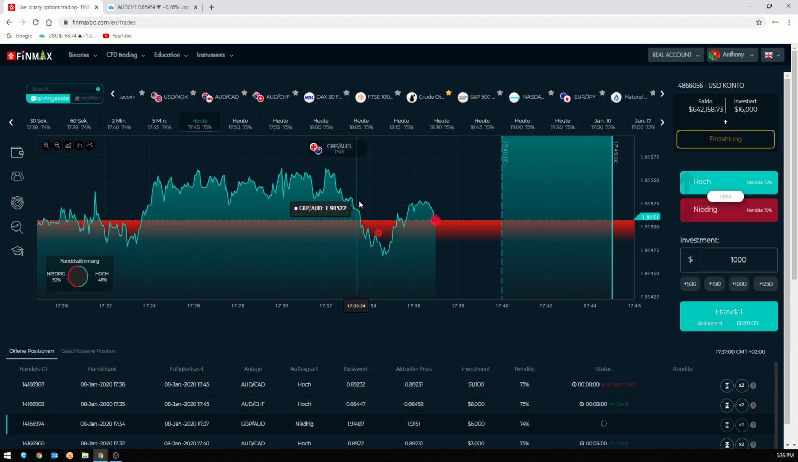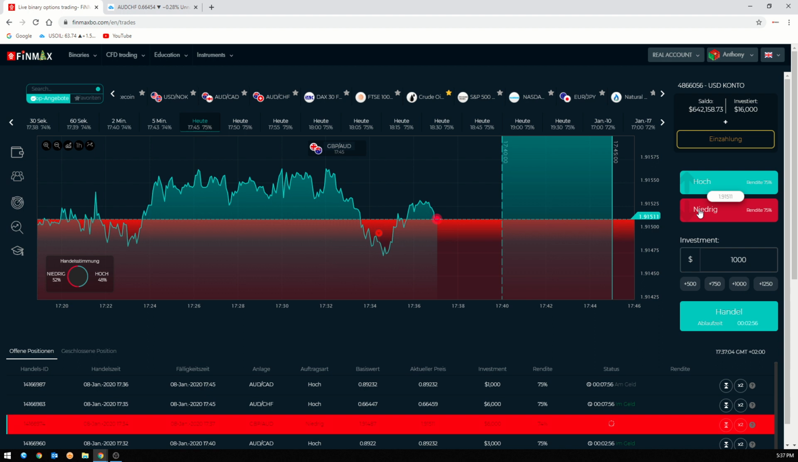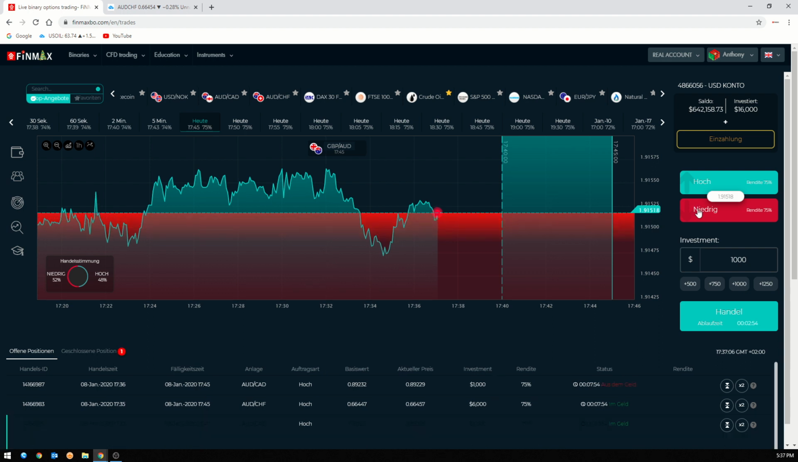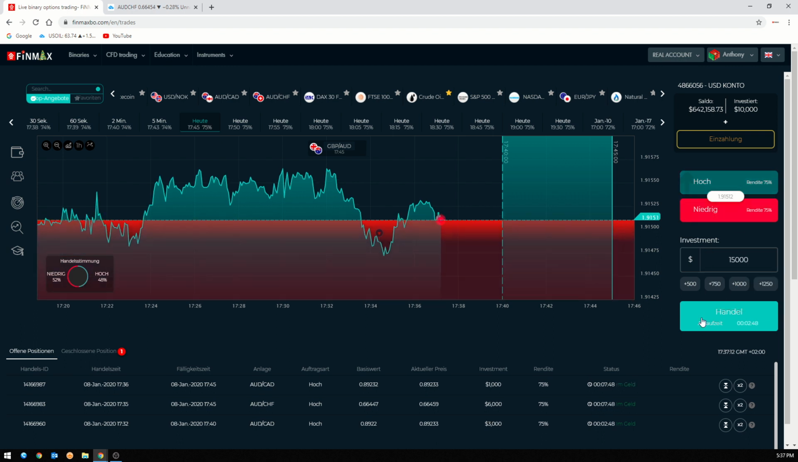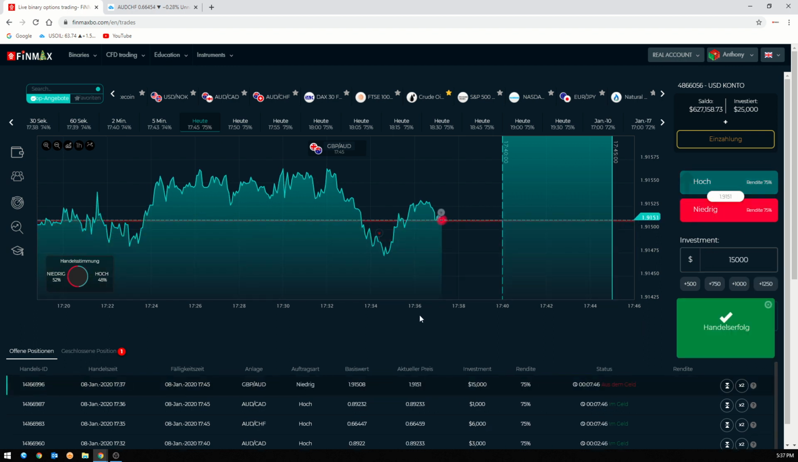Right now, the Great British Pound reacted pretty unpredictably with the Australian dollar. Let us open the same trade with 15,000 in. We need to cover up this trade. I'm going to do this.